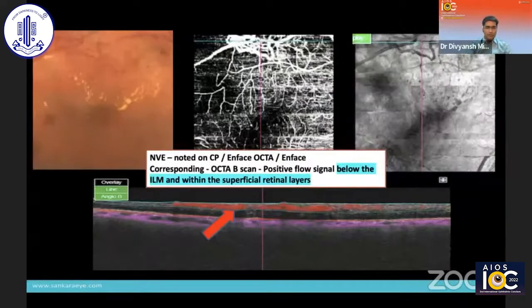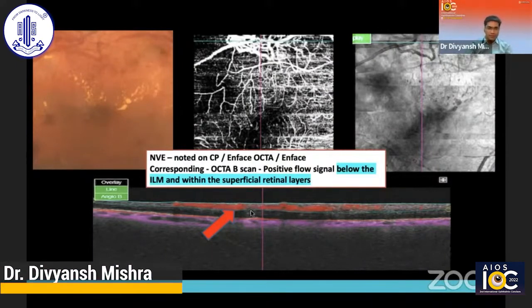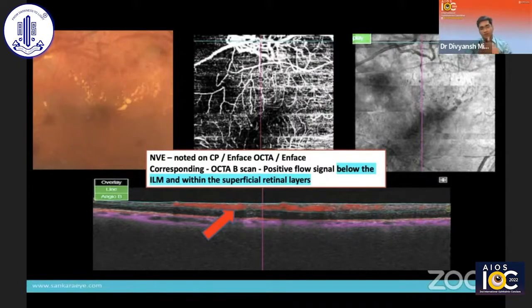When we did an OCTA, what we can see are noted areas of CNP, adjacent to which there is proliferation, some kind of neovascularization around it, as can be seen in the superficial network and also in the NFAS. But when we saw the OCT B-scan, we could see that the flow signal was within the ILM, in the superficial retinal layers, and not above it.